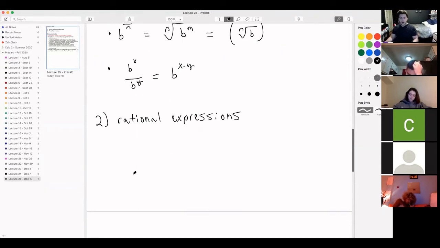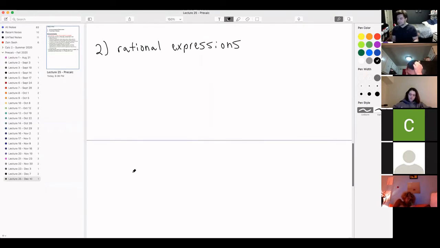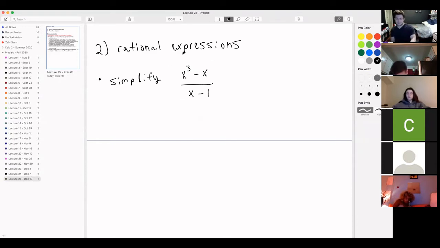All right, so I'll give you a rational expression and I'll tell you to simplify it as much as possible. So here would be an example question about rational expressions. I'll say, simplify this: x cubed minus x divided by x minus 1. And just remember the definition of a rational expression. It's a polynomial divided by a polynomial. Okay, so that's what this is.